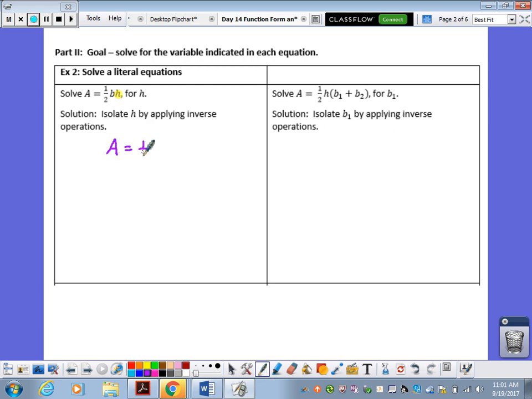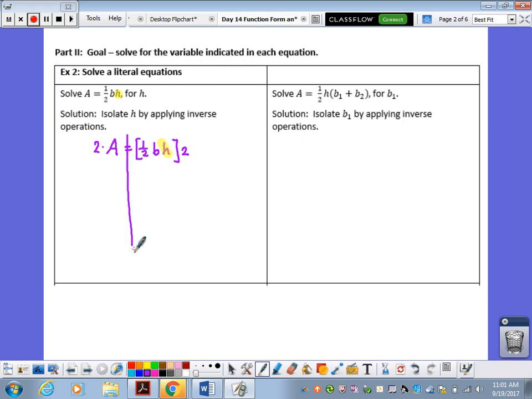So A equals 1/2 b times h. Since my goal is to solve for h, I need to actually eliminate the 1/2 that's being multiplied by the base, and the base is being multiplied by the h. So if I do one step at a time so you can see the process, I'm going to get rid of the 1/2 that's being multiplied by actually multiplying by its inverse. Okay, multiply by the reciprocal, and whatever you do on the right, you're going to do on the left.